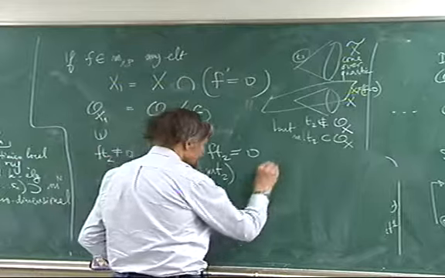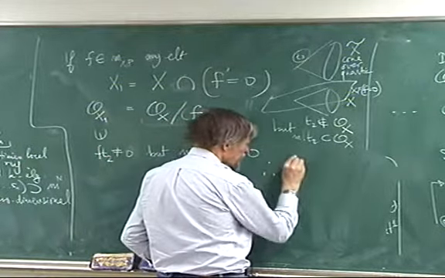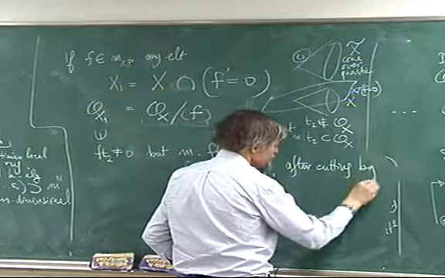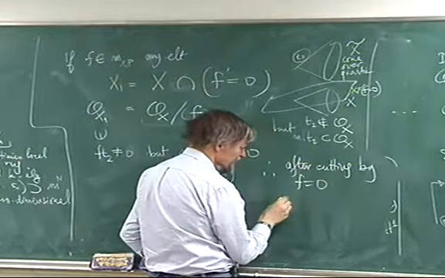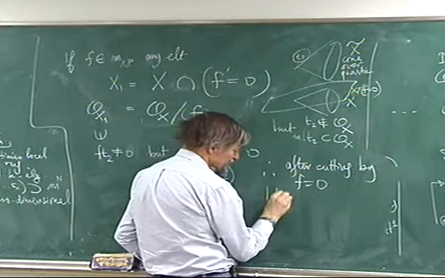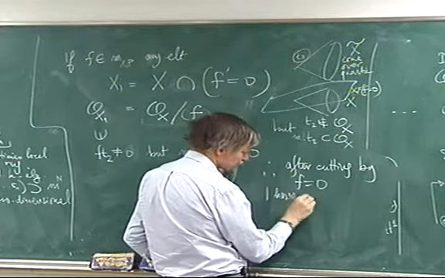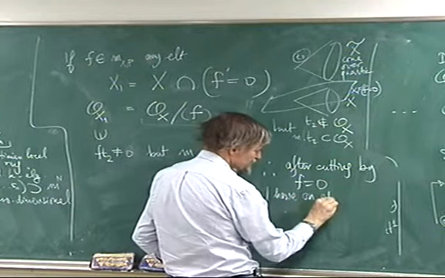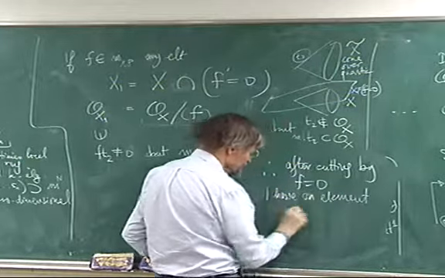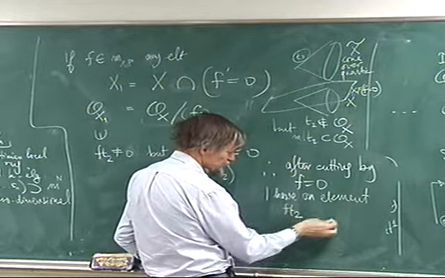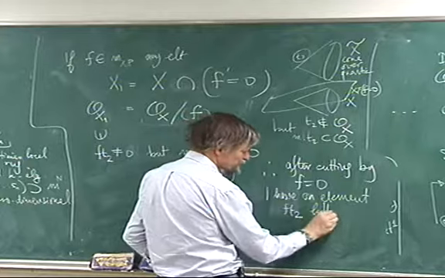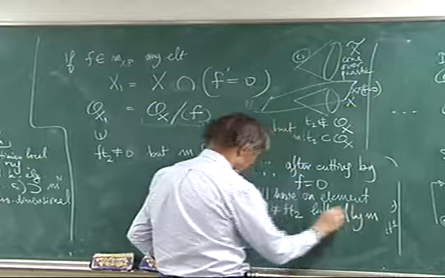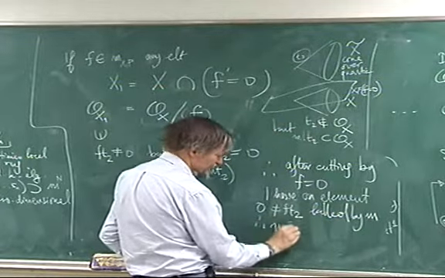And so therefore, after cutting by f equals 0, I have a new element. This is f times t2, which is killed by the maximal ideal. Now, a non-zero element killed by m, and therefore no regular elements.